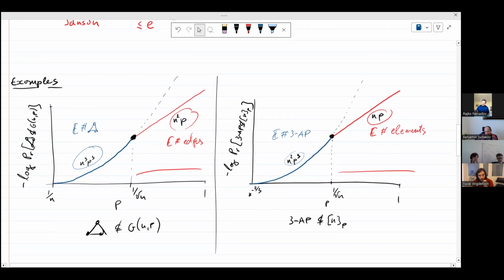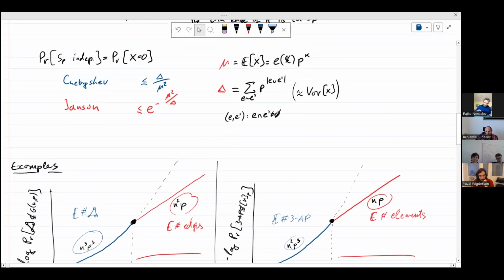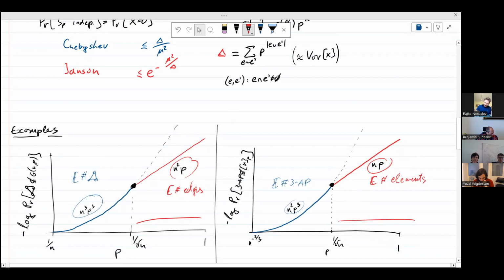Good. Now, in terms of this more general form of what Janson gives us, what happens in this upper regime is that this delta is roughly mu over np, right? And the same here. So once delta becomes of the order mu squared over the expected number of sampled elements, then it's this expected number of sampled elements that governs the exponent.